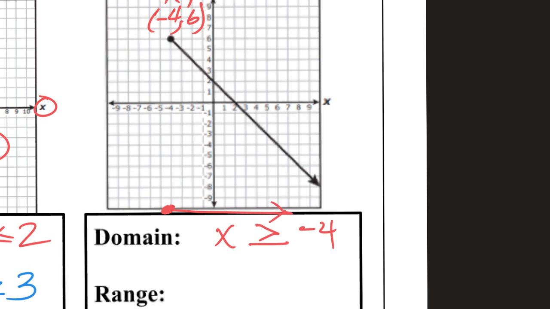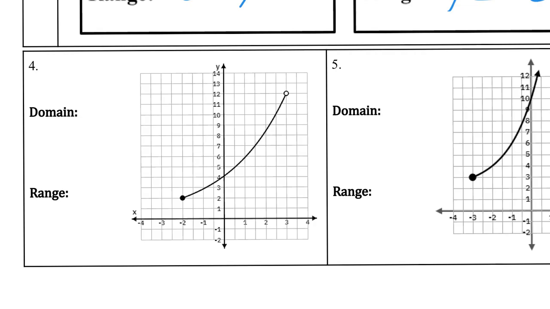Same thing for my range. Start up here. My Y is 6. I just have to figure out which way my arrow is going. Is it going up or down? It's going down in this case, so that's less than or equal to +6.